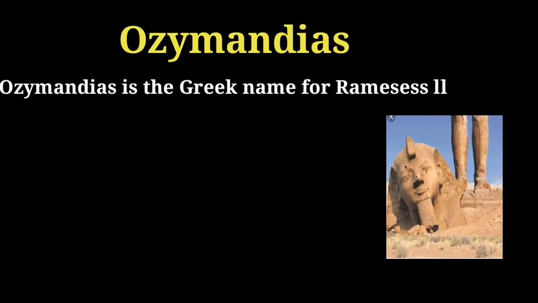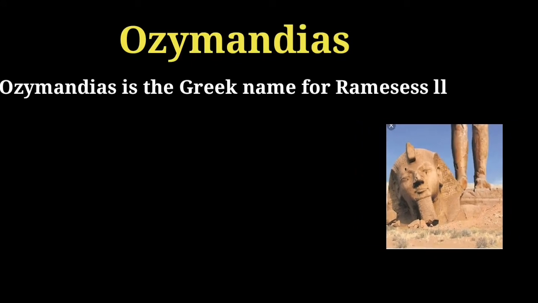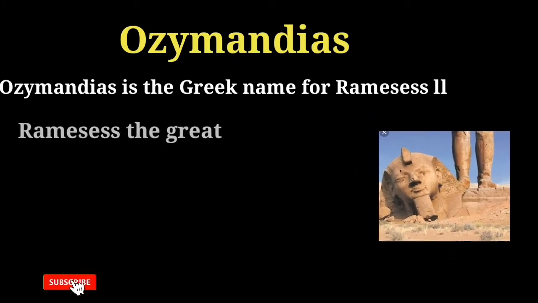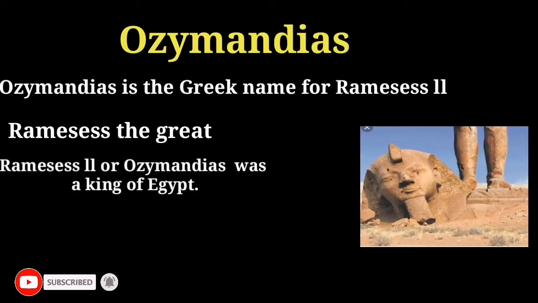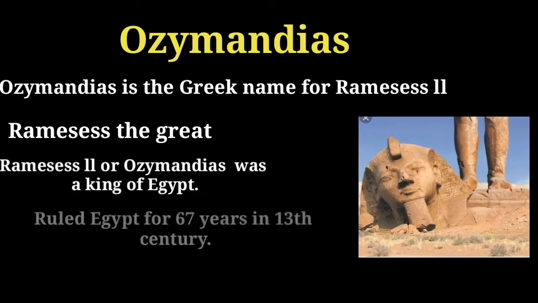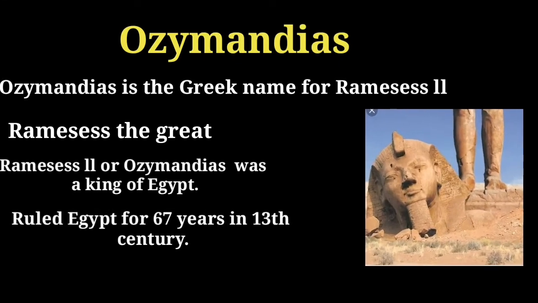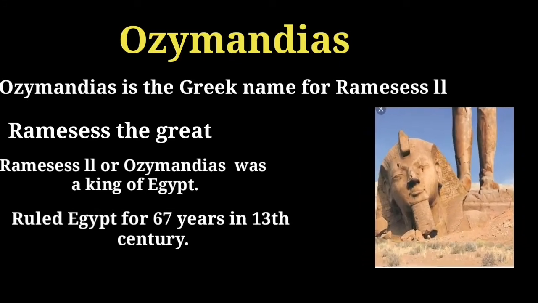Ozymandias is a Greek name for Ramesses II. He is also known as Ramesses the Great. Basically, Ramesses II was a king of Egypt, and he ruled Egypt for 67 years in the 13th century.